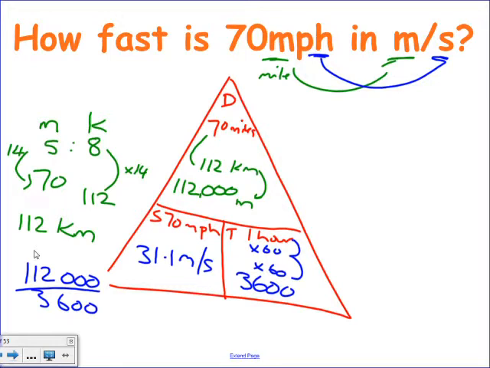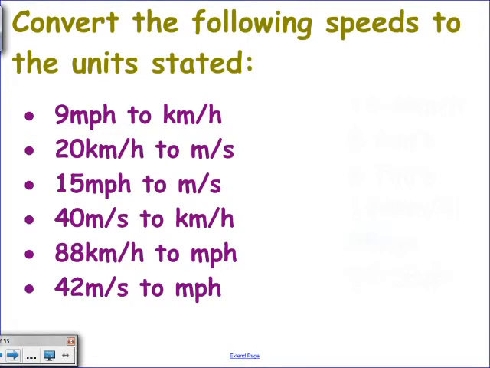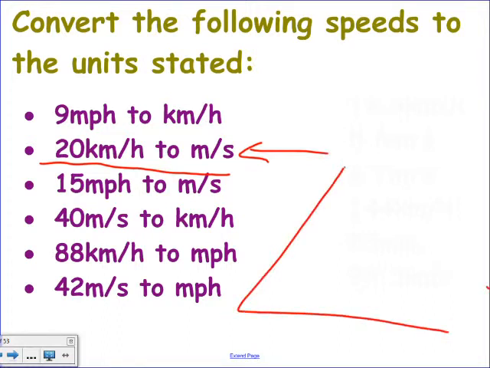I'm going to finish today. You're going to do one of these for me. Have a go at that one. I've got something at 20 kilometres an hour, and I want to convert it into metres per second. Have a go at that, see if you can do it. But it works for any of these conversions: miles per hour, kilometres an hour to miles an hour, metres per second to kilometres an hour.